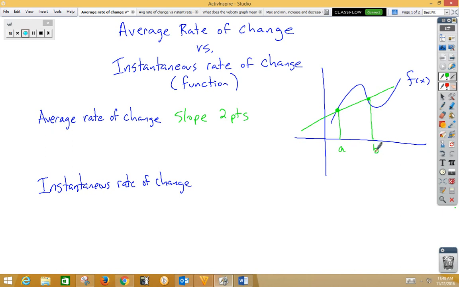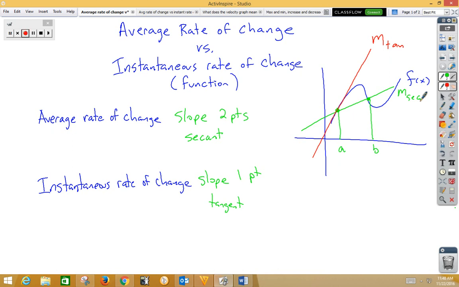Instantaneous rate of change is slope with 1 point. So we're talking about the difference between the slope of a secant line and the slope of a tangent line. So a tangent line might be simply at A, and we would get the slope of that line. So we have the slope of the tangent line versus the slope of the secant line. And as you can imagine, the slope of the tangent line is far more valuable for finding out what's going on at any given moment.